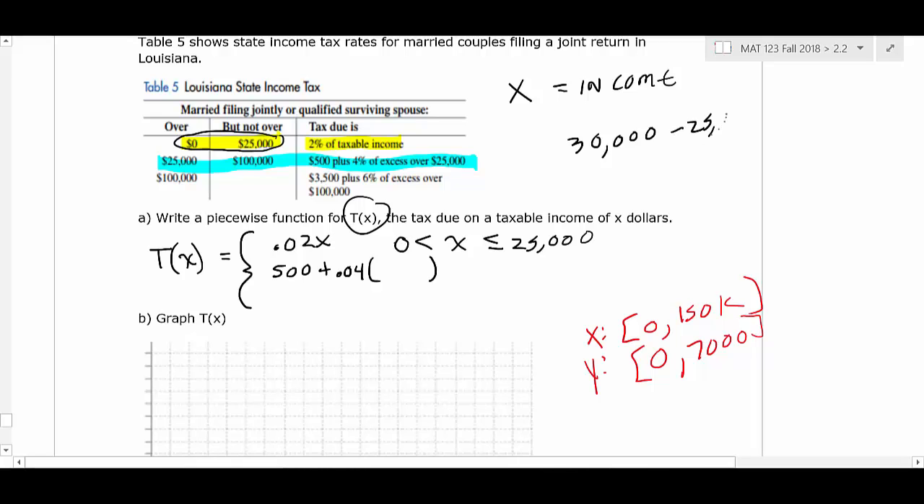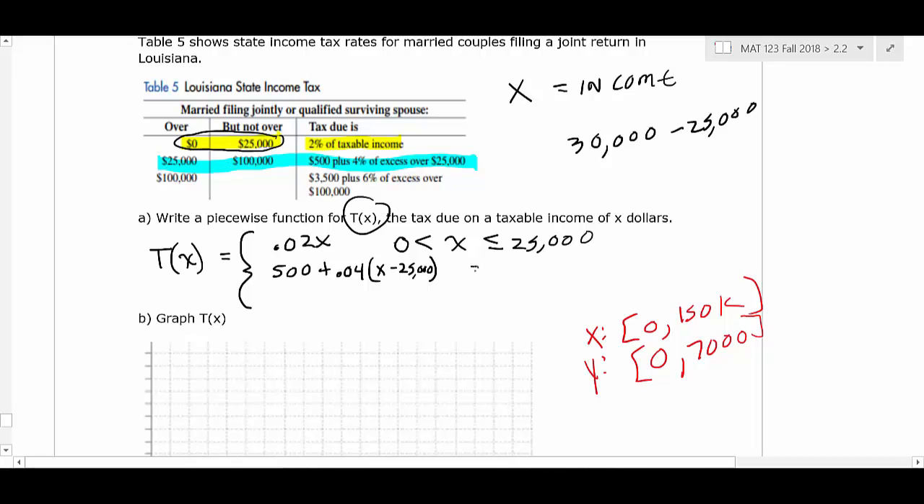You subtract. So what would go here is you would do X minus 25,000. Like that. That just means if X is bigger than 25,000, you find how much money past 25,000, then you multiply it by 0.04. And then that's going to be between 25,000 and 100,000.